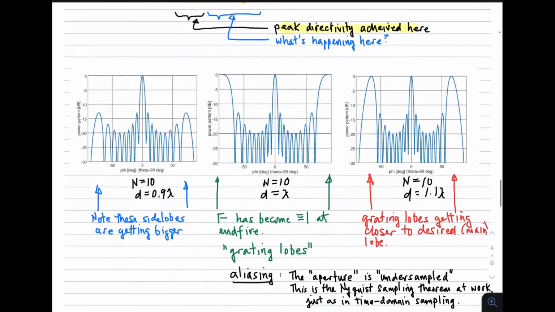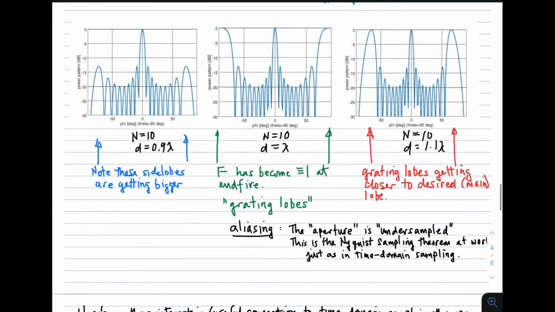Okay, so what's happening with this decrease in directivity with increasing element spacing? To address this, I'm going to show you H-plane patterns for n equals 10. All 3 of these are for n equals 10, but for 3 different spacings. The spacings will be 0.9 wavelengths, which is close to the thing that gave us the maximum directivity, spacing equal to a wavelength, and then spacing equal to 1.1 wavelengths.